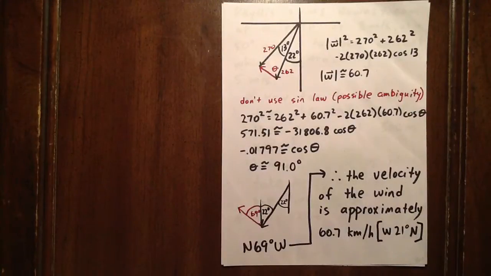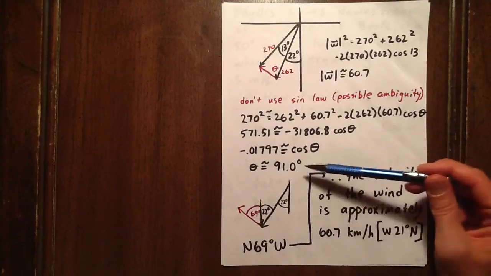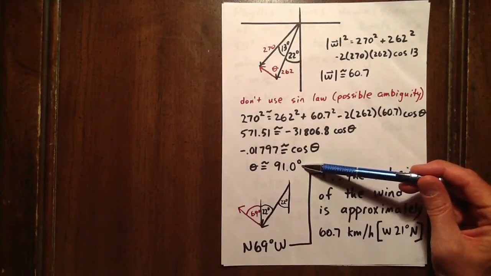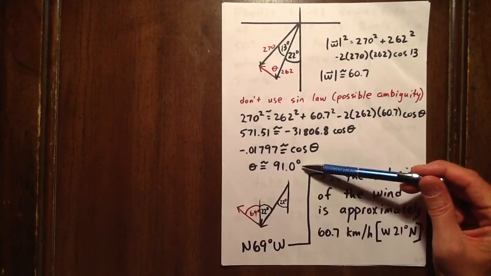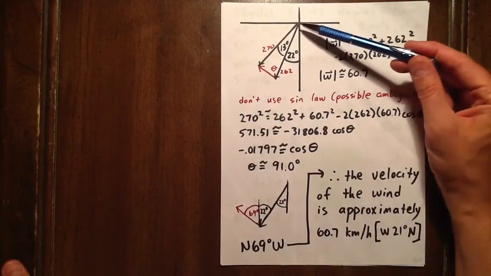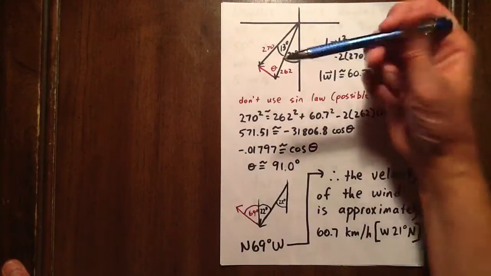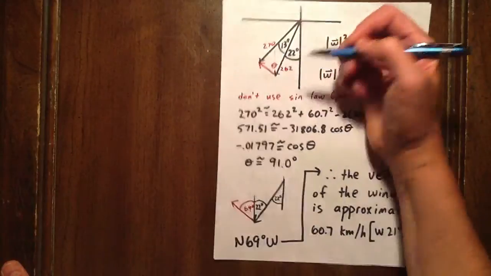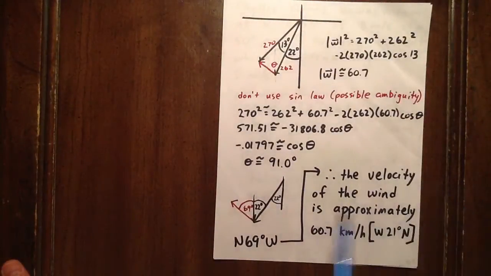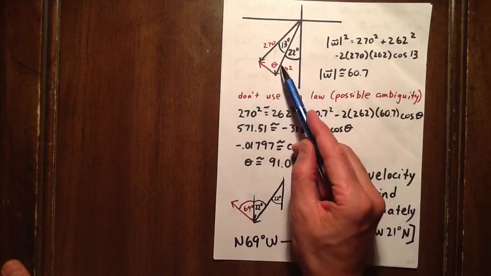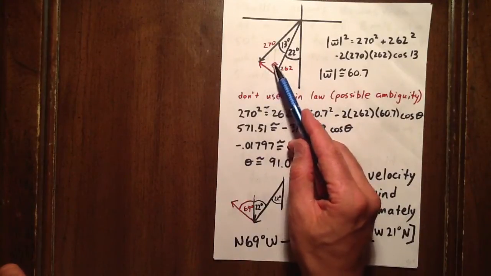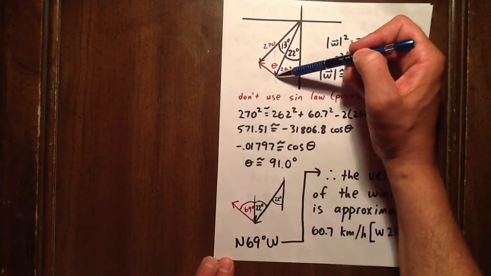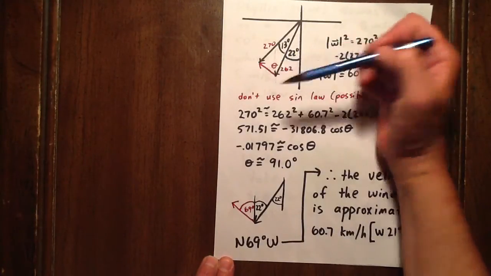So it's a good thing that we used the cosine law, because doing sine inverse after the sine law would have likely led us to conclude the answer was 89 degrees. So we have a 22 degree angle here, and if we create a Z pattern, we get another 22 degree angle right there. Well, 91 degrees minus 22 degrees is 69 degrees. And so what that means is the direction of the wind is north 69 degrees west.